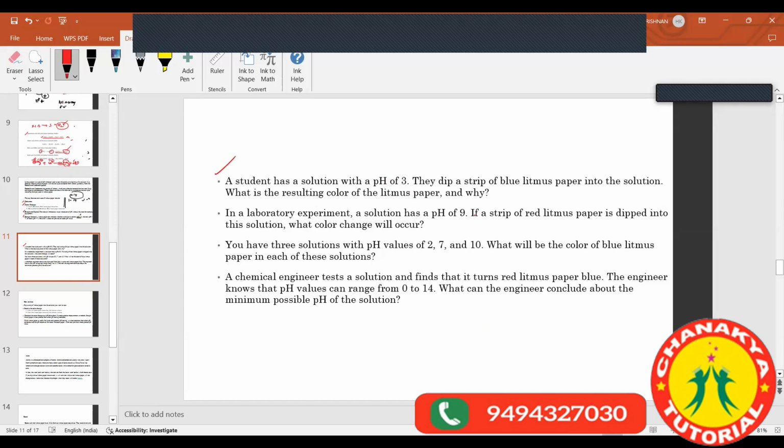Ma'am, the first one, a pH of 3 will be acid, right? Yes, it's acid and the litmus paper turns red. Red, okay, that is the correct answer.